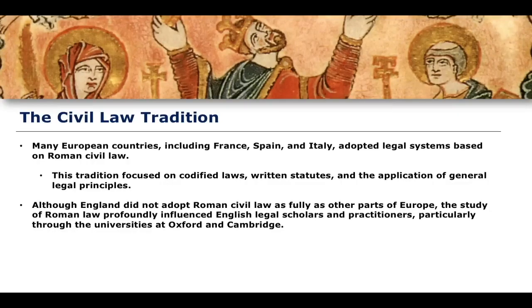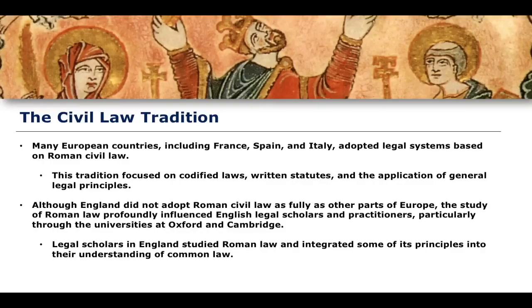And although England did not adopt the Roman civil law as fully as other parts of Europe, this is still important when we think about the study of Roman legal traditions and the development of English legal scholarship. Legal scholars in England would study the Roman law as a way to integrate their understanding of the common law. And this is one of the things that's quite interesting. We see a quite significant division between the civil law traditions of the continental European countries, places like France, Spain, and Italy, and the common law traditions of England and Wales.